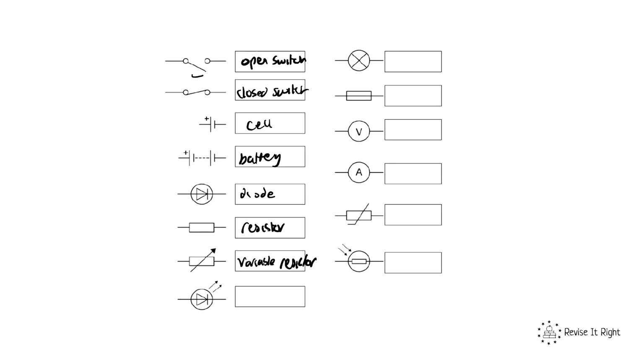This symbol here represents an LED. This symbol here is a bulb or a filament lamp. This symbol here is a fuse. Here we have a voltmeter. And here we have an ammeter. Here we have a thermistor. And finally we have an LDR here, light dependent resistor.